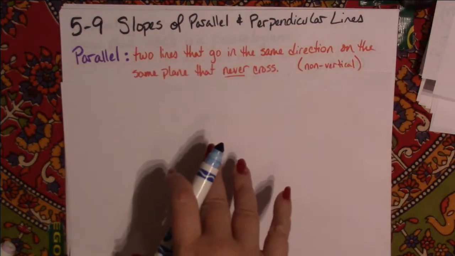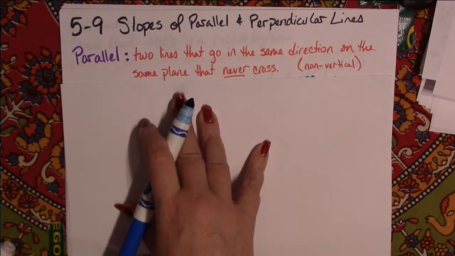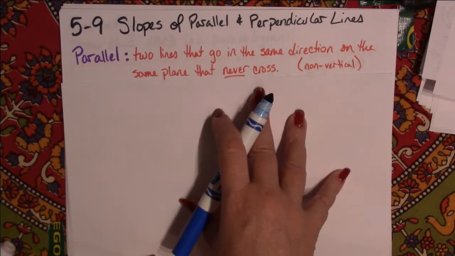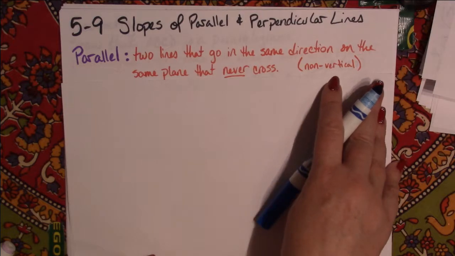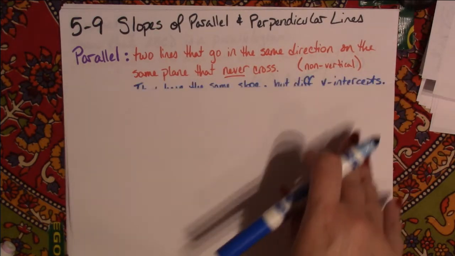The definition for parallel is two lines that go in the same direction on the same plane and they never cross. Doesn't matter how long they are, they're always going to be next to each other. And this is for non-vertical lines because remember, vertical lines have an undefined slope, so they're in a whole different category when they go straight up and down like that.